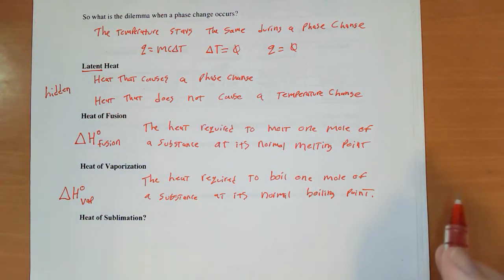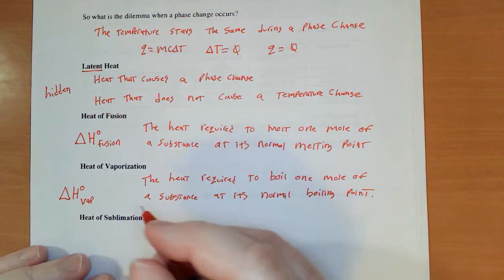Same with the heat of vaporization. To boil, endothermic, heat goes in. But for condensation, you have to take the same amount of heat out. We just put a negative sign on it. Now, how about like sublimation condensation? Simple.